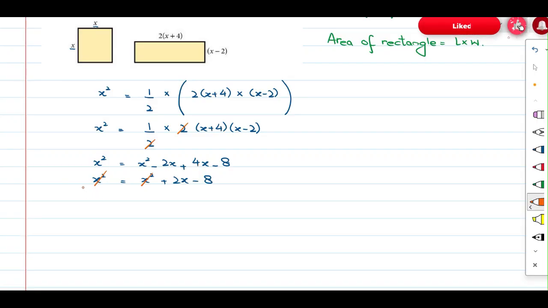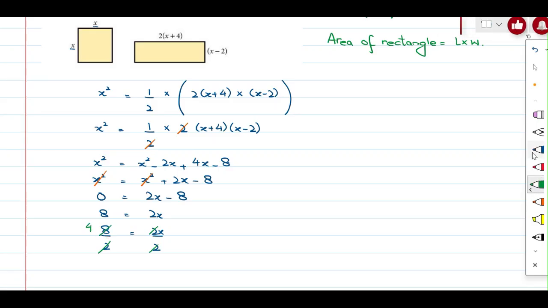Now this x square and this x square are cancelled out on both sides, or when you shift x square to the other side, positive x square and negative x square cancel out. It's just 0, and we have 2x minus 8. So here we can say 8 equals 2x. I shifted the 8 to the other side, it becomes positive 8, and 8 divided by 2 equals 2x divided by 2. To solve for x, we need to divide both sides by 2. 2 times 4 is 8, so the simplified answer is x equals 4. Now we get the solution of that algebraic equation, which is 4.